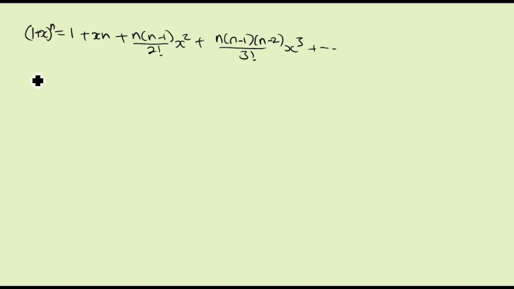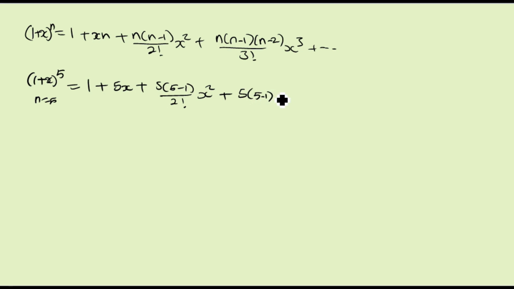Now, expanding (1 + x)^5, where n is 5, the value becomes, now we shall have 1 + 5x, and then add 5(5 - 1)/2! times x^2, add 5(5 - 1)(5 - 2)/3! times x^3, and so on.